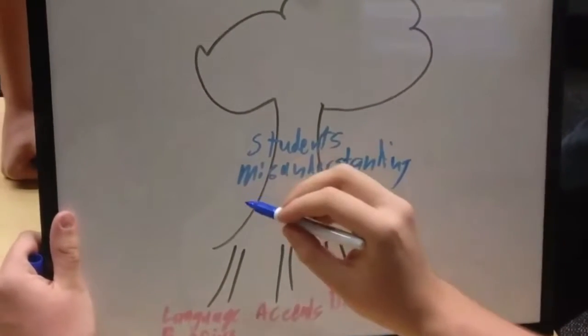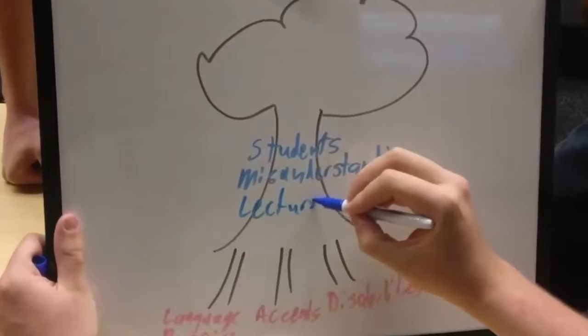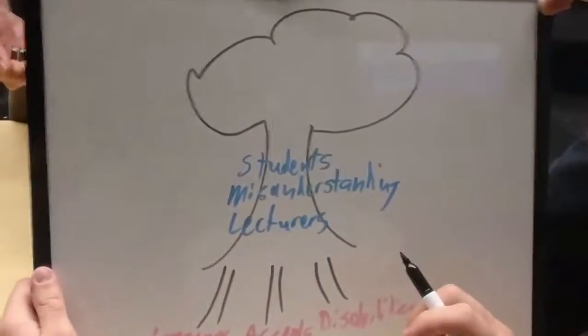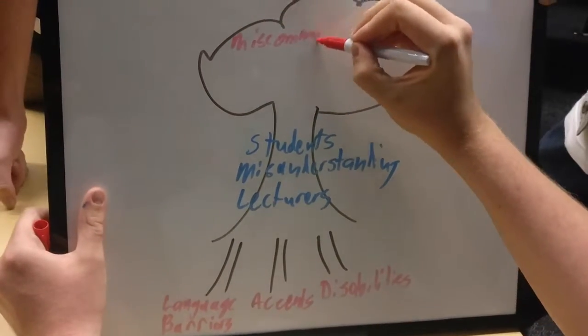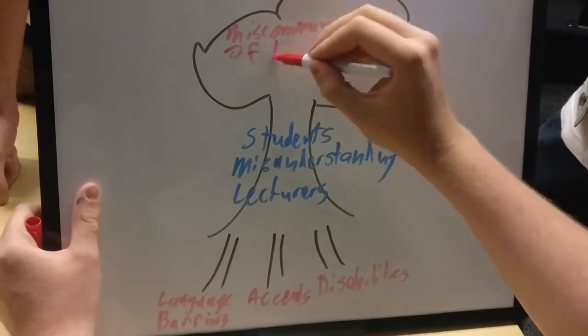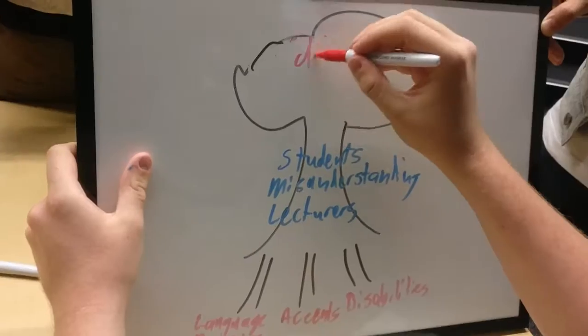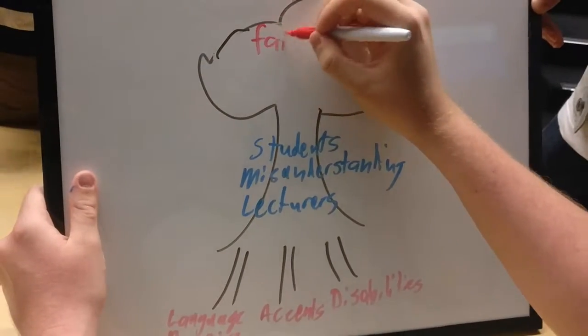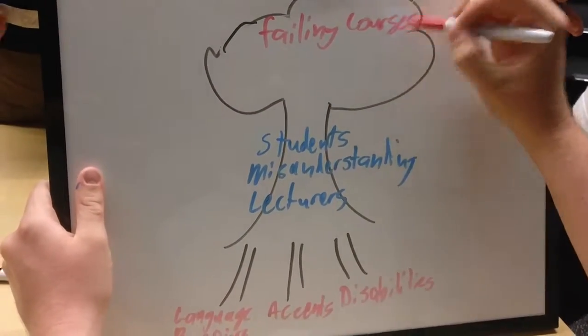The main causes of our issue that we have found are accents of the lecturer, disabilities of students, and language barriers of the lecturer. The symptoms originating from our issue comprise of miscommunication of knowledge, distinct disadvantage for international students, and students failing courses in the future.